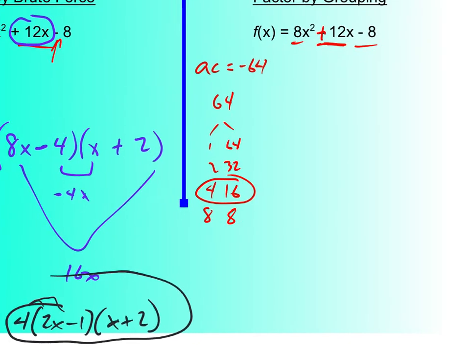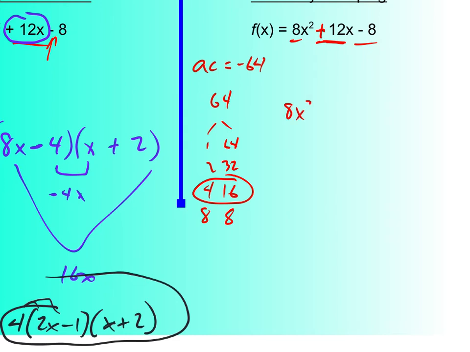So we're going to rewrite this as 8x squared. And again, I'll put the plus first this time. So it would be plus 16x minus 4x. Again, I'm making the 16 the plus because the difference needs to be positive 12. And again, that was my fault right out of the gate there, having it as a negative at first. So that would be our term rewritten for the grouping.